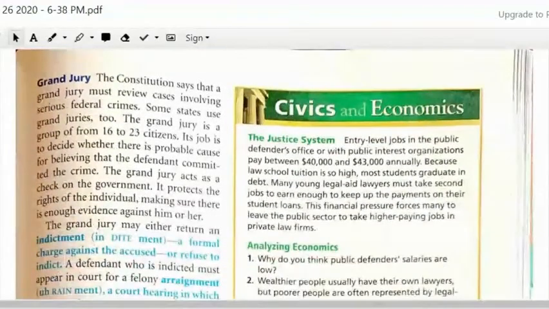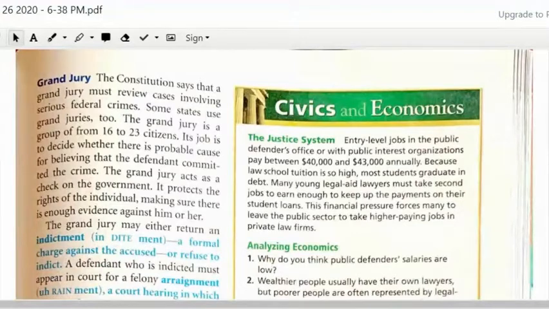The grand jury. The Constitution says that a grand jury must review cases involving serious federal crimes. Some states use grand juries too. The grand jury is a group of from 16 to 23 citizens. Its job is to decide whether there is probable cause for believing that the defendant committed the crime. The grand jury acts as a check on the government. It protects the rights of the individual, making sure there is enough evidence against him or her.